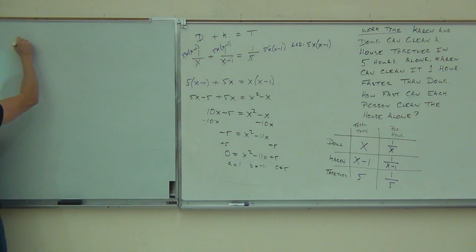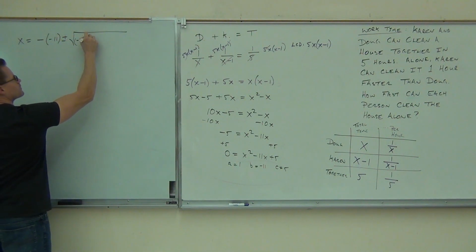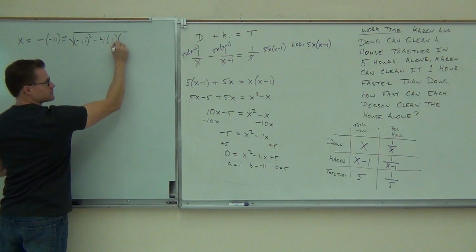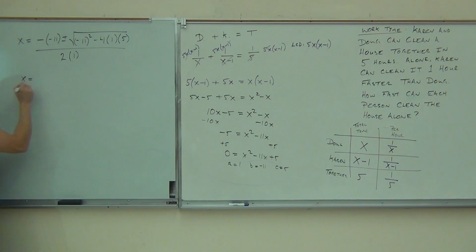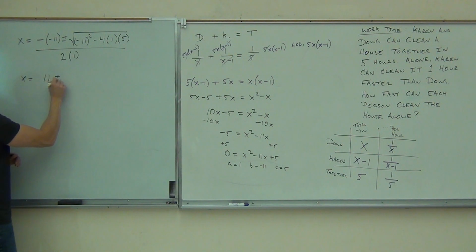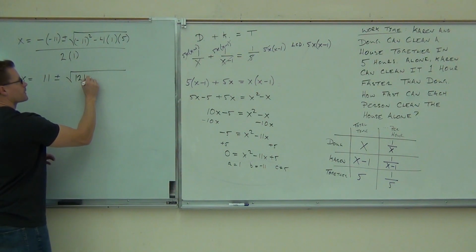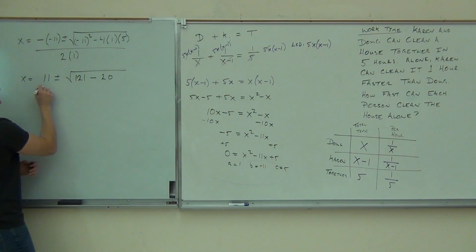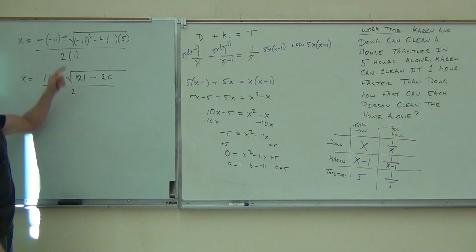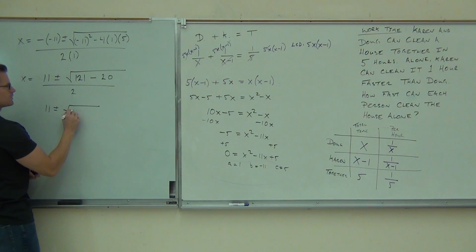So we're going to do x equals negative 11 plus or minus the square root of negative 11 in parentheses squared minus 4 times a times c, all over 2 times a. Well, negative 11 gives you a positive 11, plus or minus the square root of negative 11 squared. Hopefully you're getting 121 out of that. Minus, how much is 4 times 1 times 5? Negative 20. Over 2. So 121 minus 20, that means you're going to get 11 plus or minus the square root of 101, over 2.